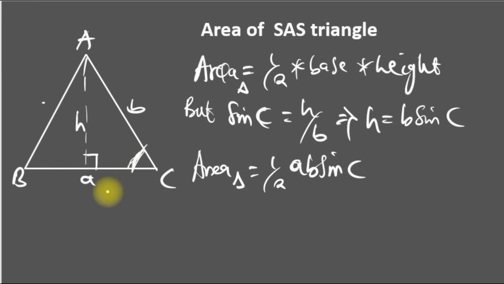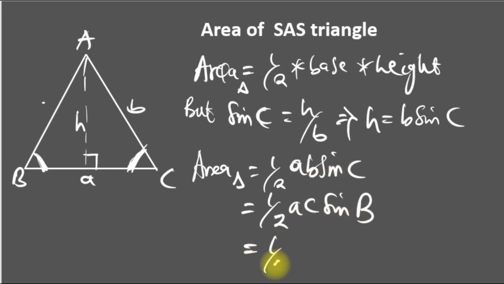So what do you notice here now? If you are given the two sides and an included angle, the area is always half ab sine C. This angle is called the included angle, so it's between the two sides. We can still write it as half ac sine B, or half bc sine A. So these are any one, once you are given an included angle and the two sides. So that's the area of an SAS triangle.